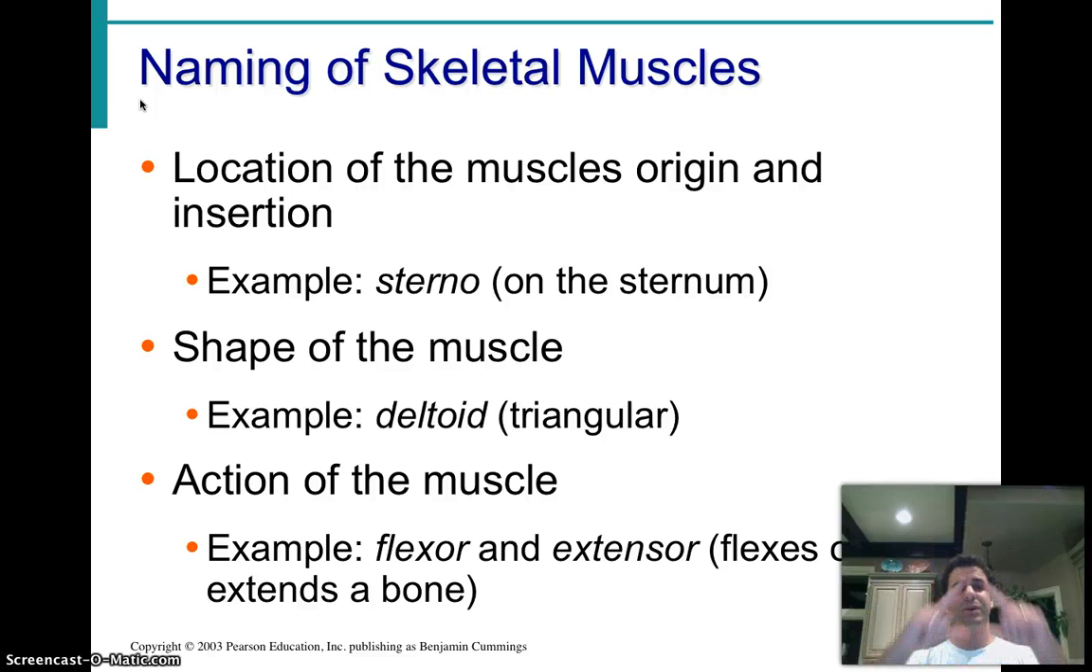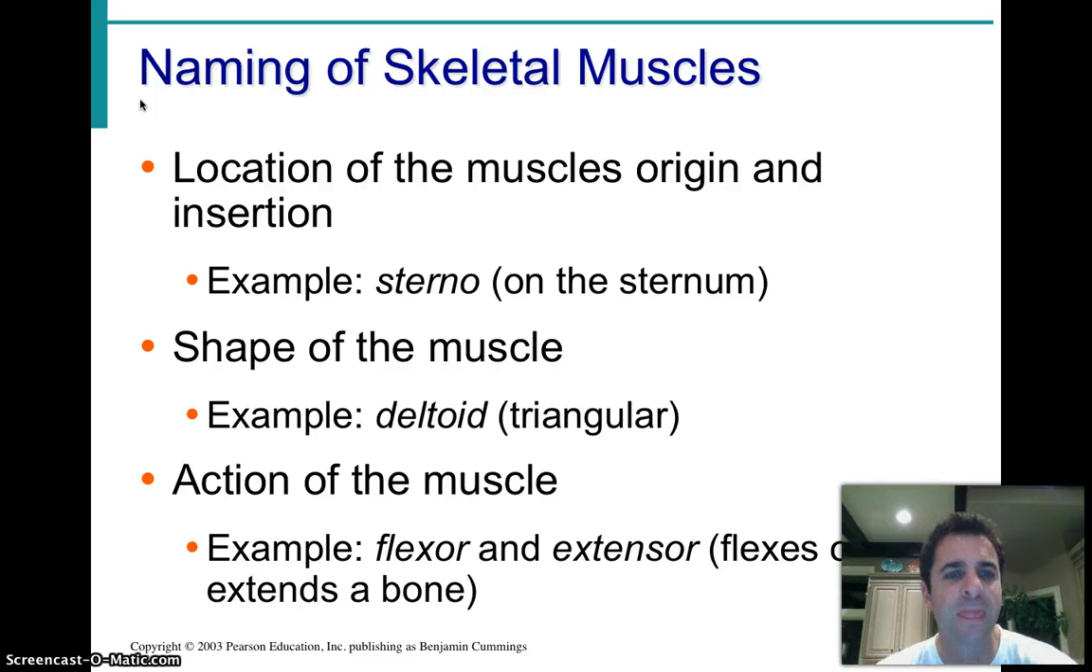Shape of the muscle. Deltoid is triangular. I know that because when I was a freshman in college, I was a hasher, which is a fancy way to say busboy dishwasher, at Delta Delta Delta at UCLA. I did that for a couple months and then realized that I wasn't getting to meet any of the girls. I was in the kitchen washing dishes.